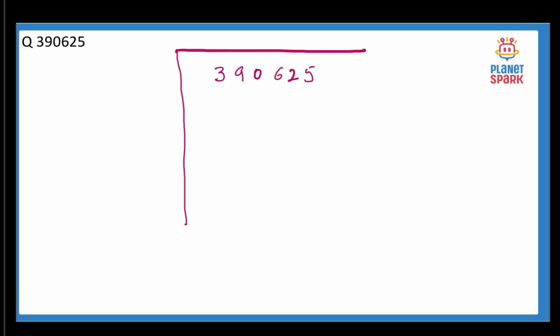Coming to the next question, let's find the square root of 390625. Again, to find the square root of 390625, we first need to make the pairs. We'll make the pairs from the last. 390625, 25 is one pair, 06 is the second pair, 39 is the third pair. Square root would be a 3-digit number. Now 6 into 6 is 36, 7 into 7 is 49. So let's choose the number 6. 6 into 6 is 36, subtracting I got 3.